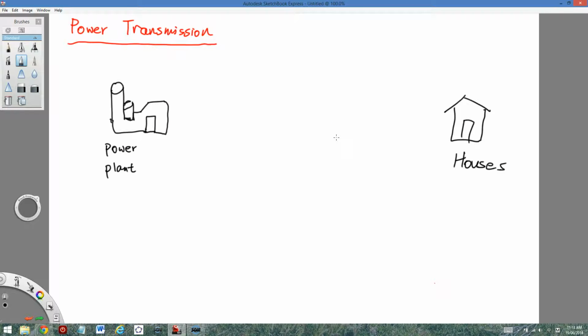Okay, in this video, we are going to talk about power transmission. So the idea is we have a power plant that produces electricity, and somehow we need to transmit it to our houses. If you look at your notes, page 4.3, there's a diagram.